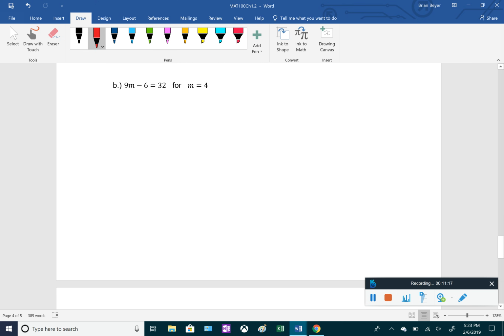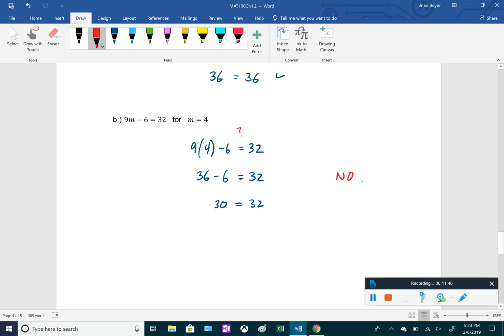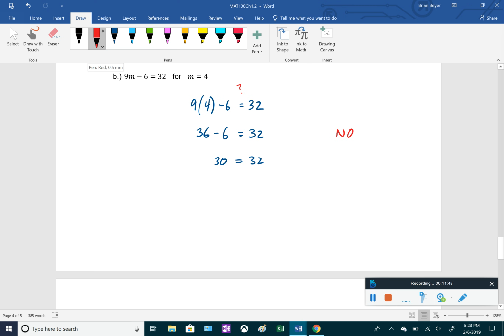Next one, 9m minus 6 equals 32 when m equals 4. So we're going to plug in 4 into m. So 9 times 4 minus 6 equals 32, with a little question mark. That's going to be 9 times 4, 36. 36 minus 6. 36 minus 6 is 30, which is not 32. So this one's going to be no. This is not a solution. Put not a solution.